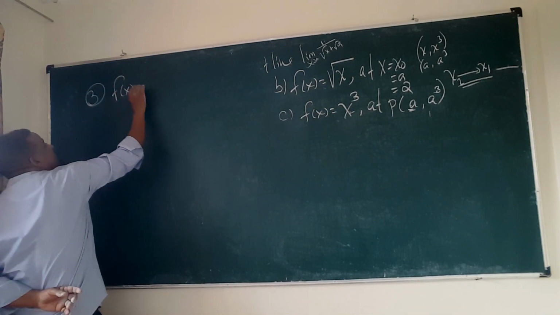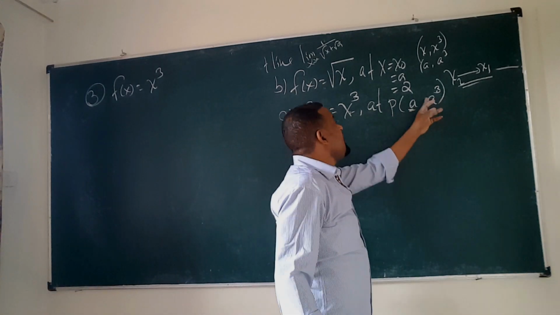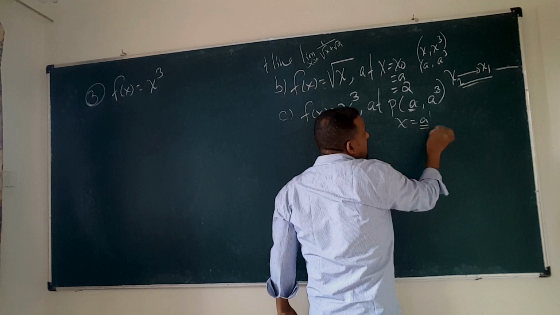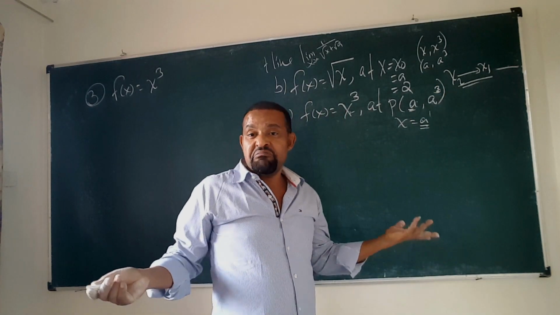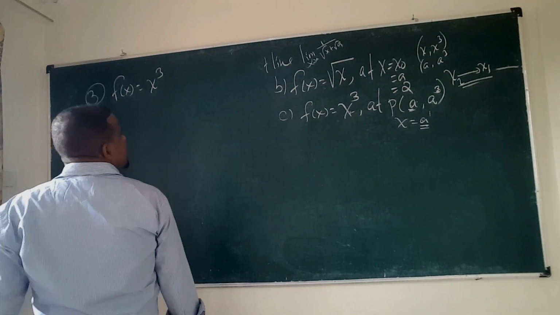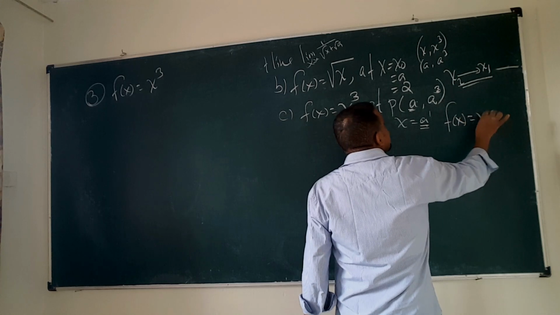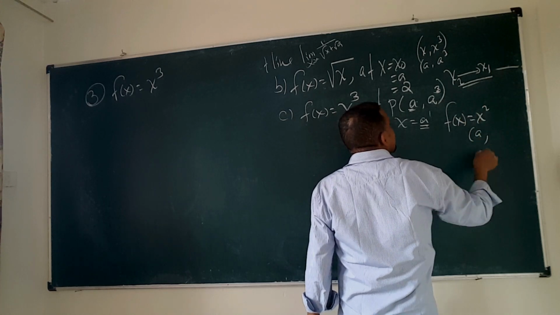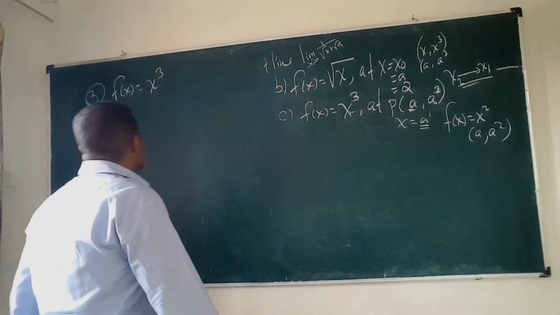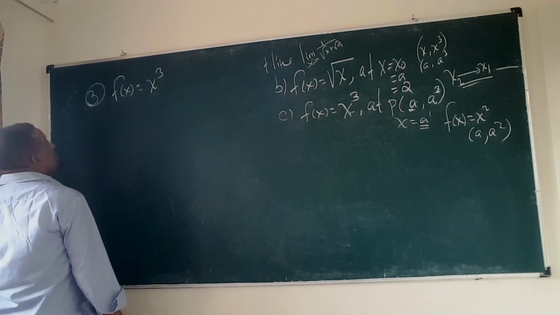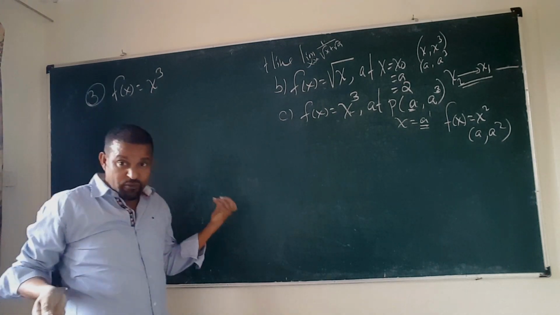The third one: our function is x cubed. At a point a, that means at x equal to a, when you substitute a here, you get a cubed. OK, no problem at all. Like the earlier function, find the slope of the function f of x equal to x squared at a point a: you substitute a and get a squared. OK, no problem.